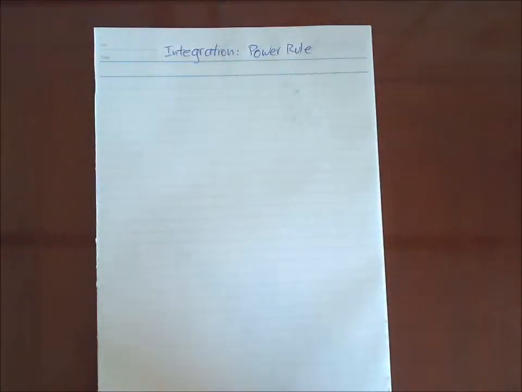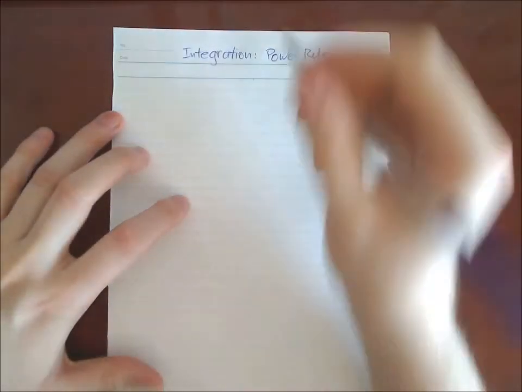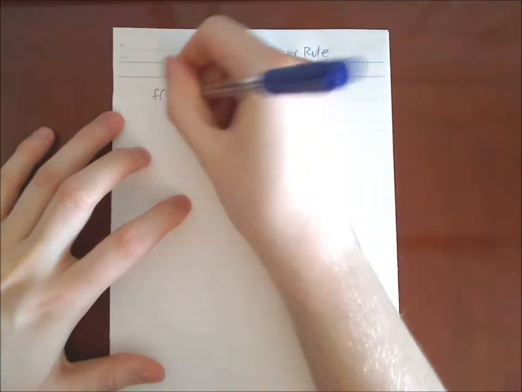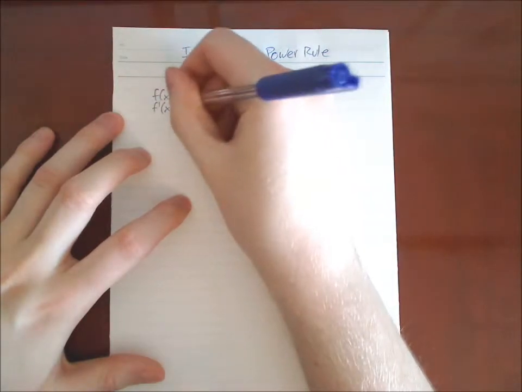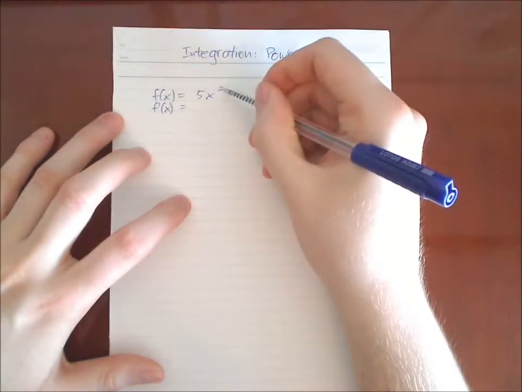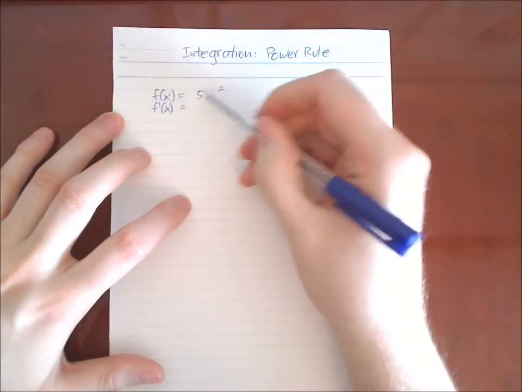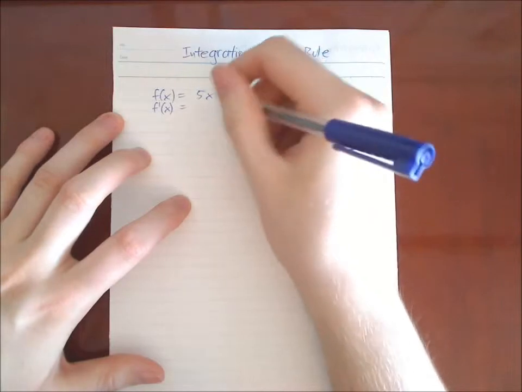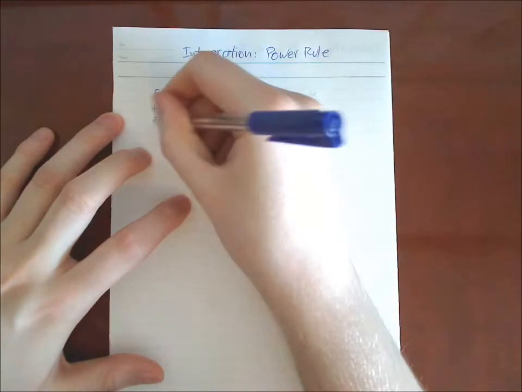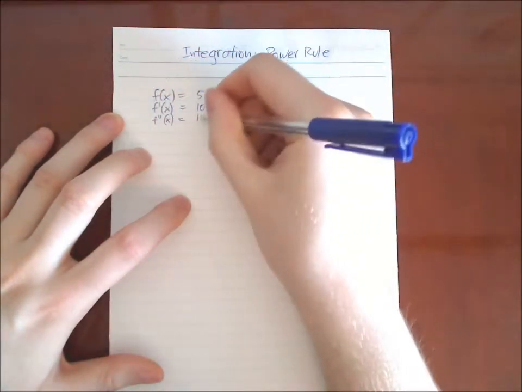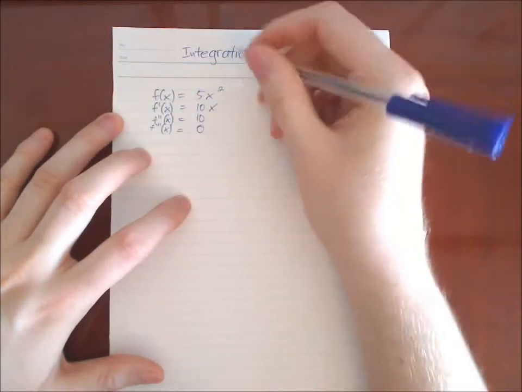It's almost the same as differentiation with the power rule, just the other way around. So how to do differentiation with the power rule. We have a function, let's say maybe 5x to the power of 2. So if you differentiate, what you do is you subtract 1 from the power and you multiply these two numbers to build the new coefficient. So if we differentiate, we have 10x, and if we differentiate again, we have 10, and if we differentiate again, then we have 0.